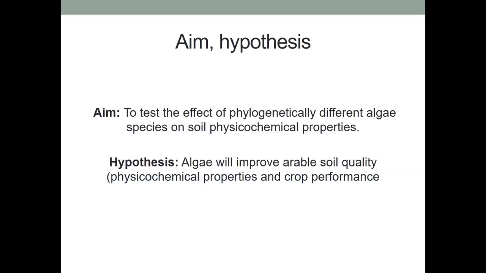And algae, when growing in nutrient environments, assimilate nitrogen and phosphorus, as I said previously, because these two elements are limiting to their growth. And they're able to increase in biomass as a result. So therefore, applying them back onto agricultural land would likely improve the soil physical chemical properties.